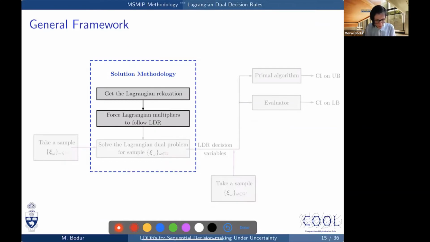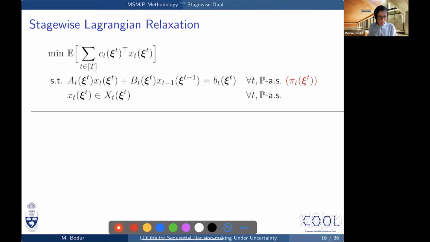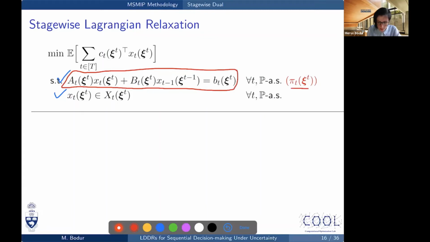So let me show you now two of these Lagrangian relaxations and how we enforce linear decision rules on their multipliers. The first of those is called, as I said, the Stagewise Lagrangian relaxation. So here I am starting with our original multi-stage stochastic programming formulation. We have the state equations and recourse constraints. And what we will do in this first relaxation is relax these state equations by using these Lagrangian multipliers.